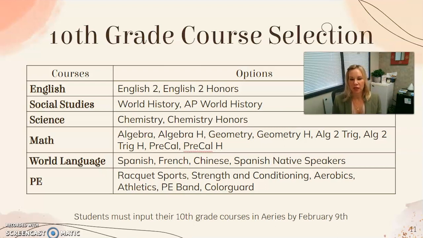Okay, so here you can see an overview. The choices for English are English 2 or English 2 Honors. You're going to start social studies in 10th grade, so you're going to choose World History or the very challenging AP World History, which requires 1.5 to 2 hours of homework each night because it is considered a college level class. We have Chem or Chem Honors for science.